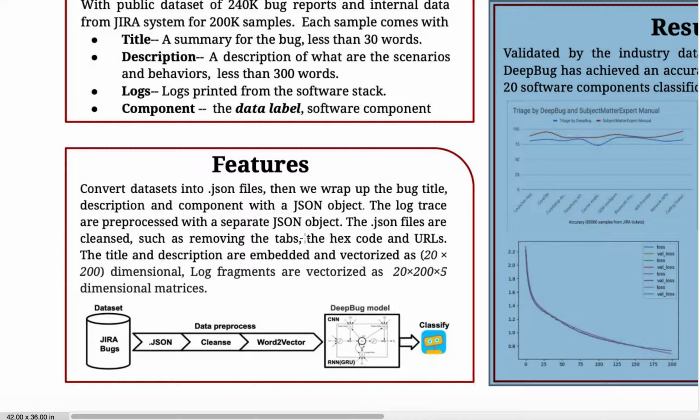So we convert the datasets into JSON files and wrap up the bug title, description, and the component label in a JSON object. Log traces are processed in the same way, but in a separate JSON object. Then we clean the data, such as removing tabs and URLs, because we believe those do not contain any effective information.